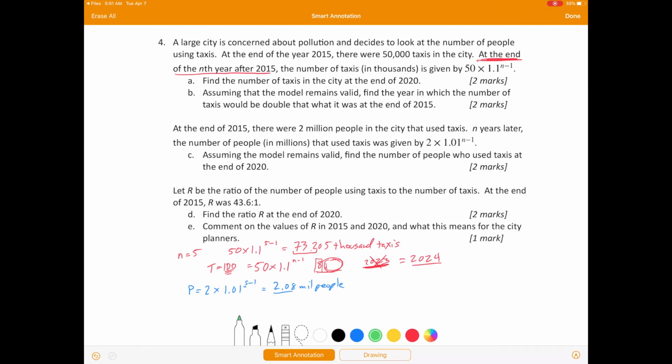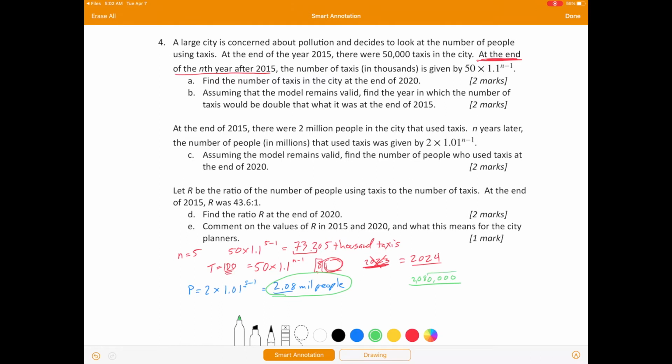Okay, so the common rate, find the ratio at the end of 2020. Well, they've had us calculate those two numbers. They had us calculate the number of people, which is 208 million. So that would be 208. I'm going to put the commas in there to make sure that's the right number of people right there, and then there were 73.2 thousand taxis.